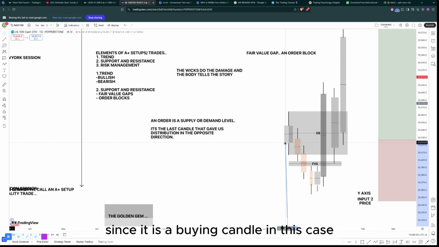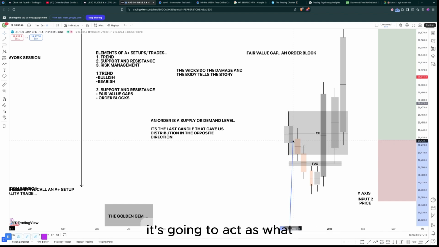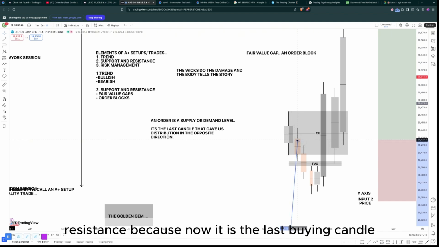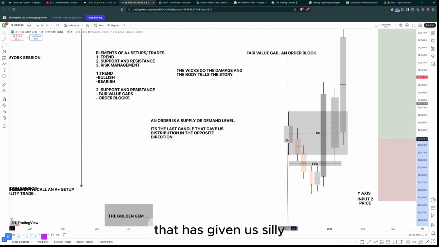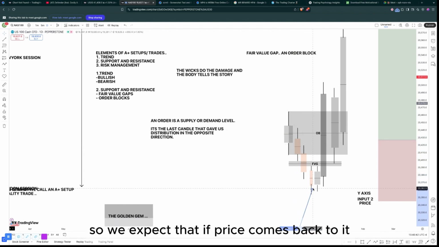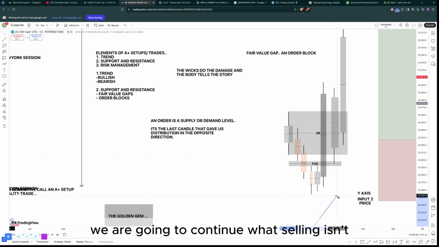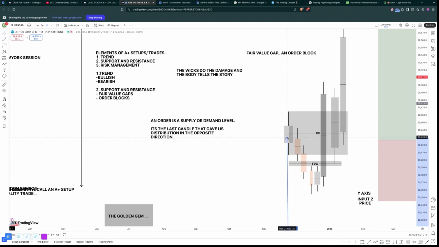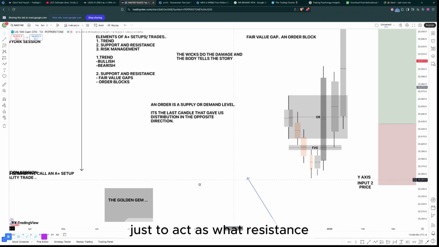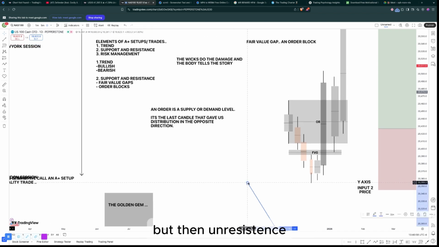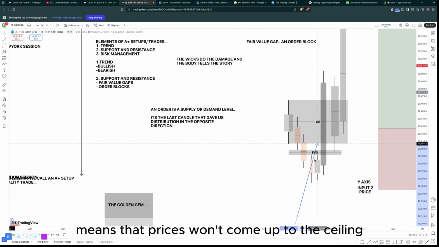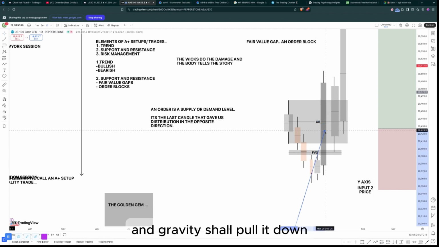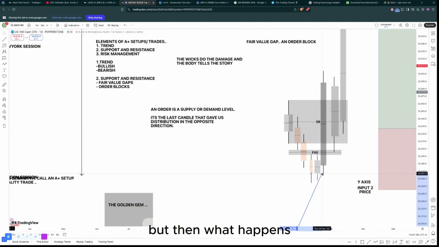Now remember, since it is a buying candle, in this case it's going to act as what? Resistance. Because now it is the last buying candle that has given us selling. So we expect that if price comes back to it, we are going to continue what? Selling, isn't it? So that means it has to act as what? Resistance. This order block here. It has to act as what? Resistance. But then, resistance means that price is going to come back to the ceiling and gravity shall pull it down. But then what happens?